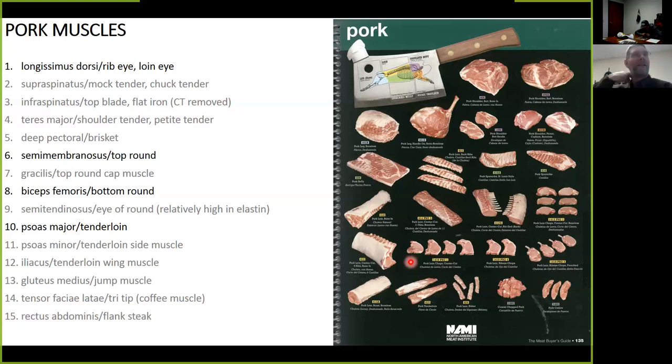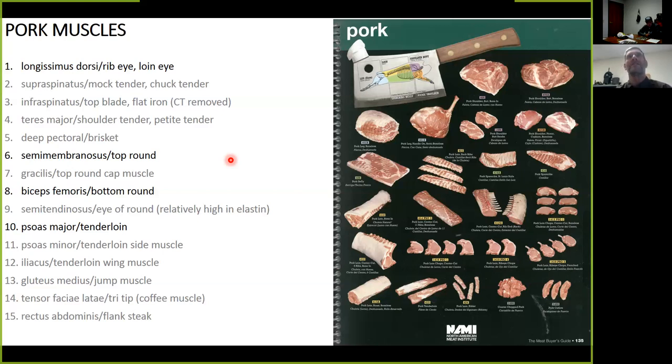Okay. Now, we're going to have these leg muscles, the semimembranosus and the biceps femoris, in the legs. This muscle that's exposed right here actually is the semimembranosus muscle. So the pork leg, this is boneless, but it's still going to have those leg muscles in it. And this one is semi-boneless, but it has those big leg muscles in it. Very good.